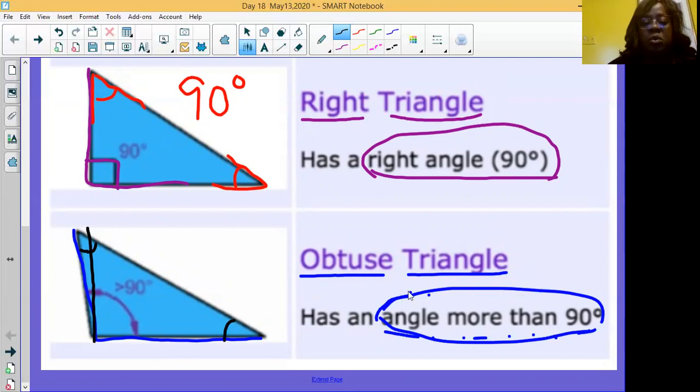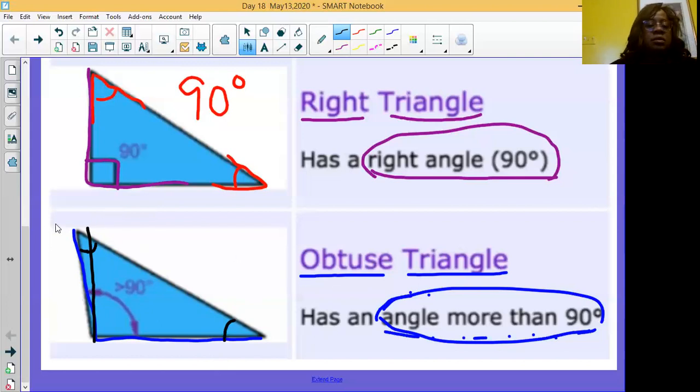So the angle that has the most degrees is how we obtain the name for the triangle. So more than 90 here, obtuse, makes this an obtuse triangle. So an obtuse triangle has an angle with more than 90 degrees. That means it's bigger than a right angle.